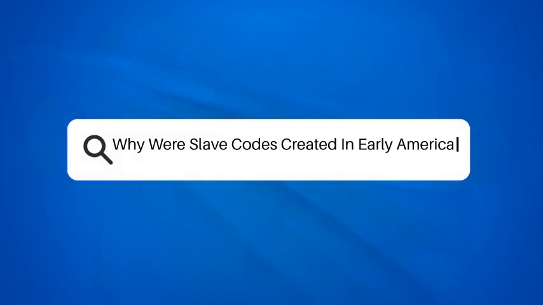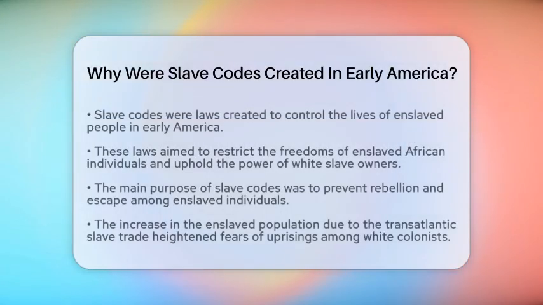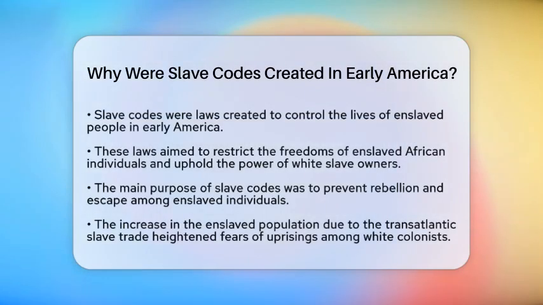Why were slave codes created in early America? Have you ever wondered why certain laws were put in place to control the lives of enslaved people in early America? The creation of slave codes was a significant part of this history. These laws were designed to restrict the freedoms of enslaved African individuals and maintain the power of white slave owners.